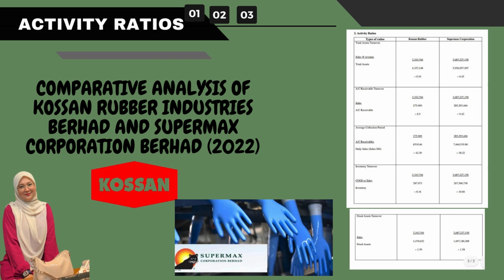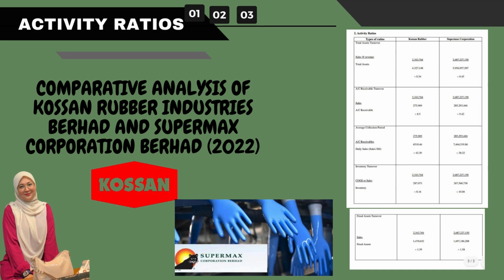Next is inventory turnover. The function of inventory turnover is to reflect the effectiveness of company inventory to generate sales. Supermax Corporation's inventory turnover is higher than Kosan Rubber's, which is 10.04 to 8.16. It shows a decrease of around 1.88 that year. The lower ratio reflects less effectiveness of Kosan Rubber's inventory to generate sales.